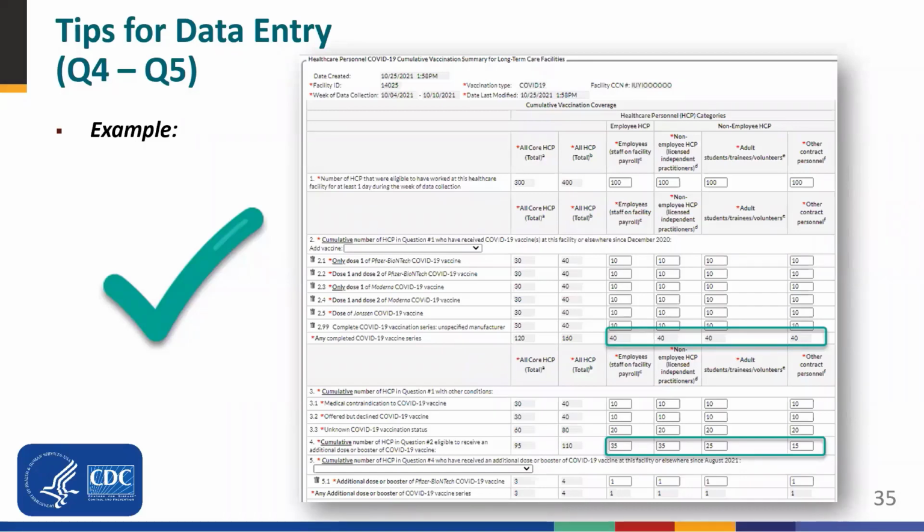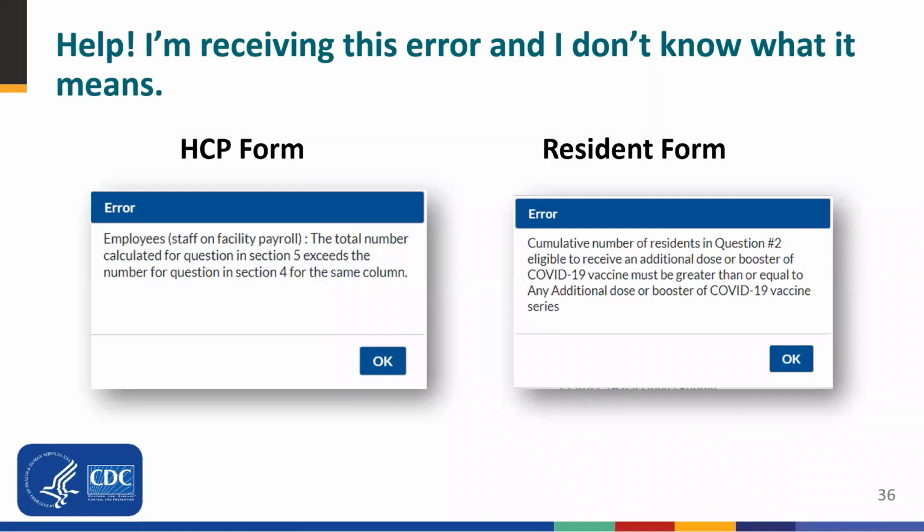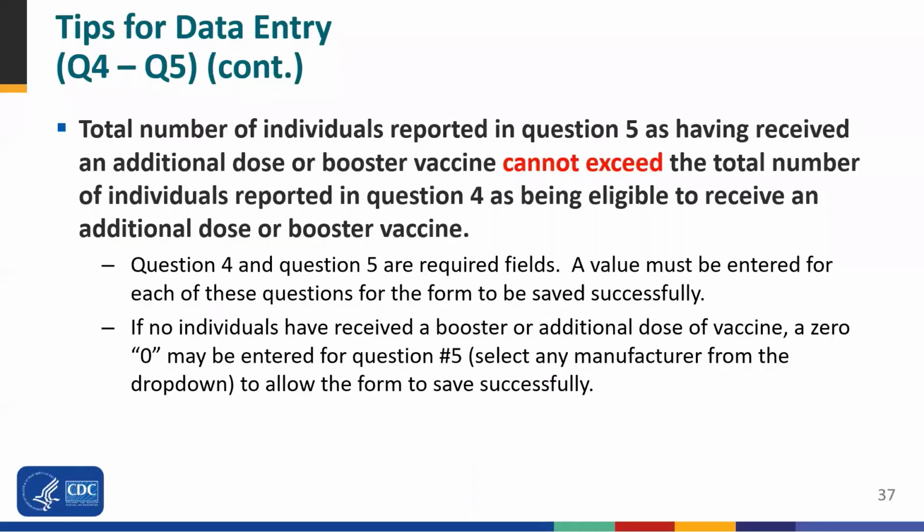entered in question 2. A user will receive this error when the total number of individuals reported in question 5 as having received an additional dose or booster is greater than the number of individuals reported in question 4 as being eligible to receive an additional dose or booster. Please note that the total number of individuals reported in question 5 as having received an additional dose or booster of the vaccine must be less than or equal to the total number of individuals reported in question 4 as being eligible to receive vaccine.